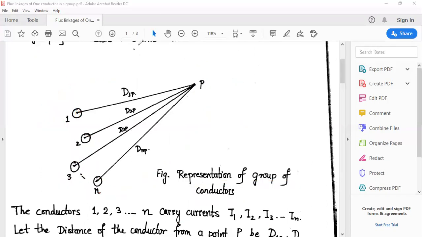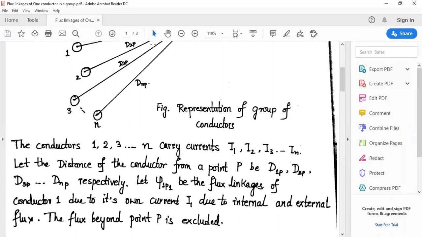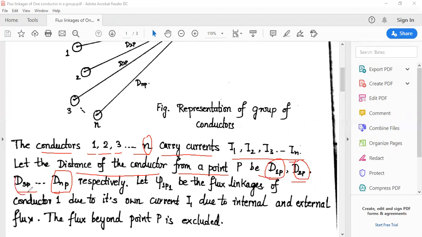The currents are I1, I2, and I3, and I'll call the distances of the conductors from the point D1P, D2P, D3P, and if there are n conductors, DNP. So the conductors 1, 2, 3, up to n carry currents I1, I2, I3, and IN. Let the distance of the conductors from a point P be D1P, D2P, D3P, and DNP respectively.